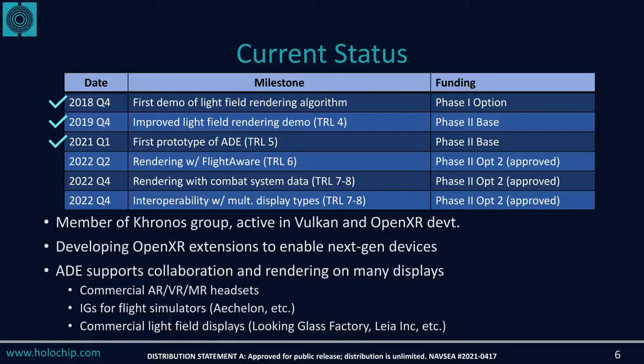The ADE's modular open systems approach is enabled by conformance with OpenXR, an open standard developed by the Khronos Group. In addition to the main standard, OpenXR enables companies to submit extensions which modify the behavior of the standard. Once these extensions have been ratified by other group members, they may be added to the main standard to increase functionality. Holochip is a member of the Khronos Group and is currently developing extensions to enable next-generation display devices.